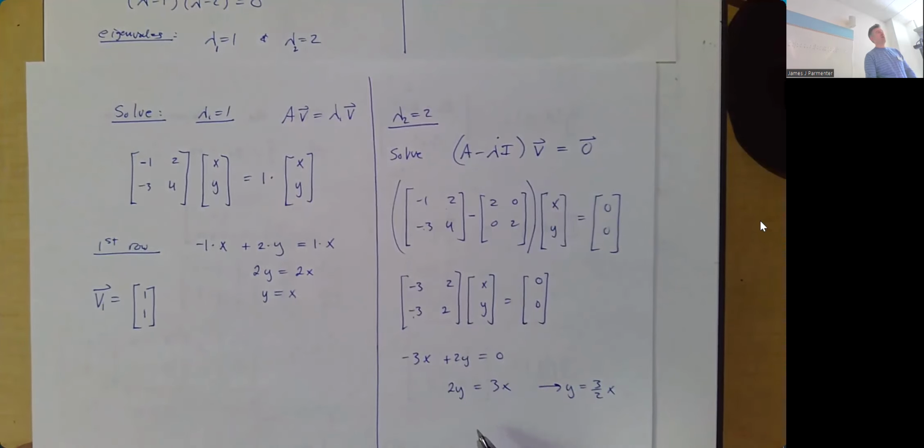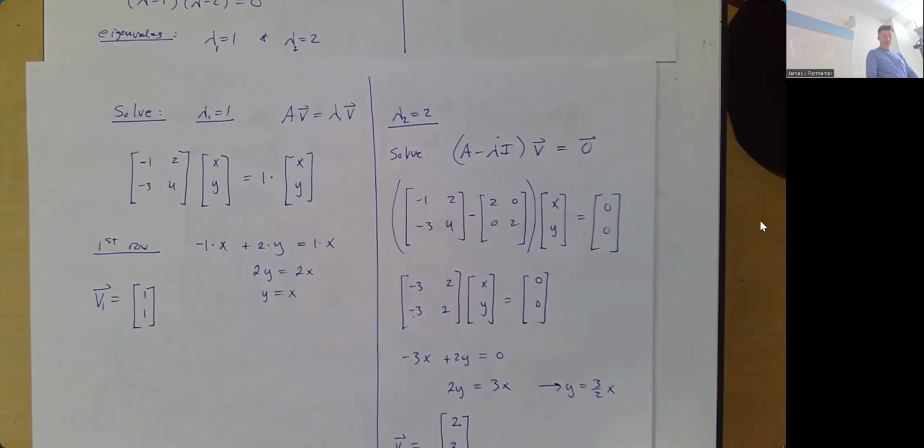And the nicest choice that people want you to make is the one where x and y are each other's coefficients. So I'm going to pick x equal to 2 and y equal to 3. Because 2 times 3 is 6 and 2 times 3 is 6. So they are equal to each other. So my eigenvector here is x equal to 2, y equal to 3.